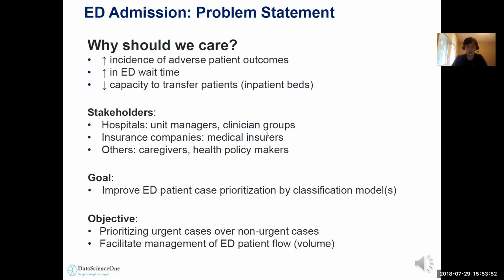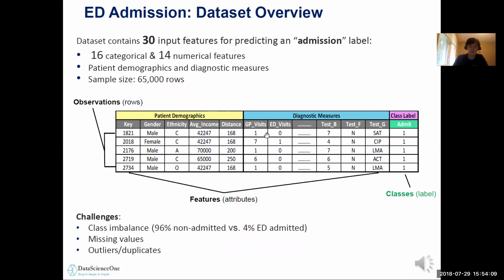The main goal of this project was to improve ED patient case prioritization with a classification model, with two main objectives. First, prioritizing urgent cases over non-urgent cases. Second, facilitating the management of ED patient flow. Now let's have a look at the overall data set. This data set comes with 30 input features for predicting one output admission label. There are about 16 categorical features and 14 numerical features, which include information about patient demographics and diagnostic measures.